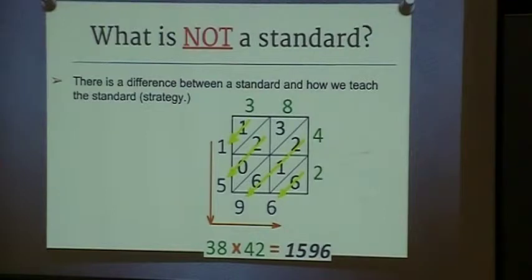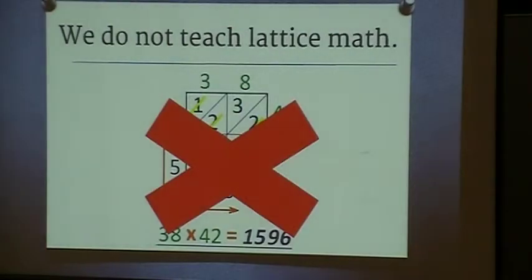You can see, or maybe you can't, it's 38 times 42, and it's using the lattice method. By doing it, they say 3 times 4 is 12, and 12 is under the 3. 8 times 4 is 32. So you do the multiplication, then you add on a diagonal, and you get your answer, which is 1,596. The reason I wanted to show you this, because this is plastered all over Facebook as a strategy, is because we do not teach lattice math. And I wanted to really emphasize that.